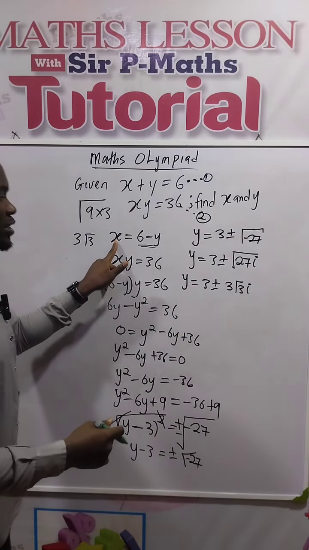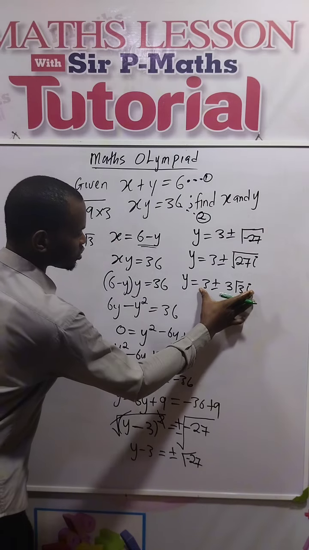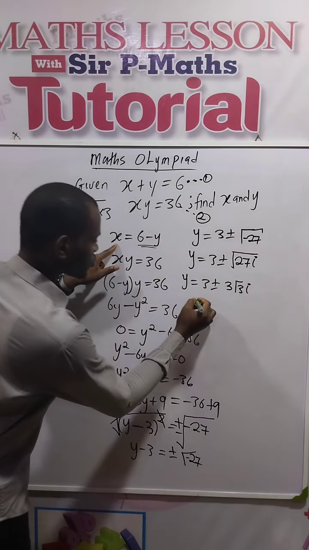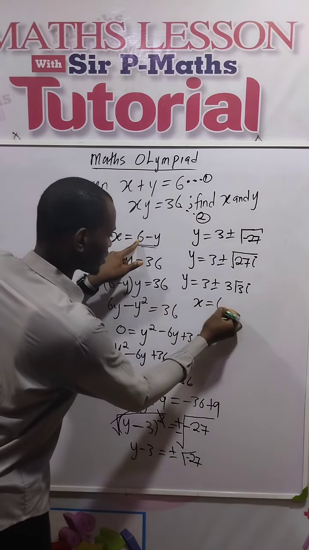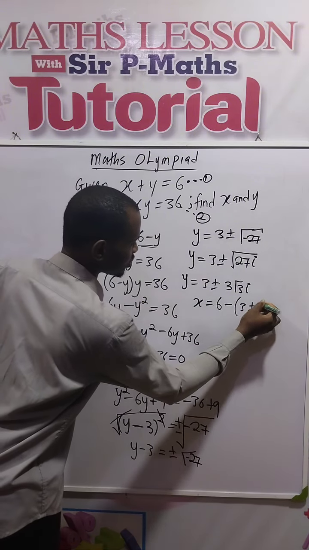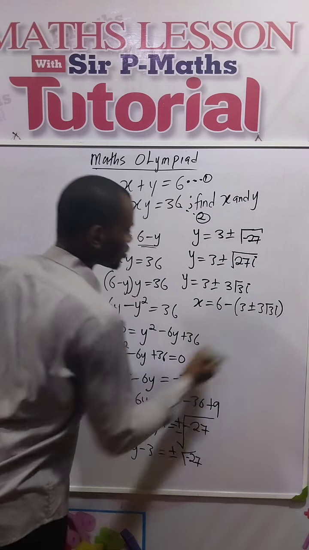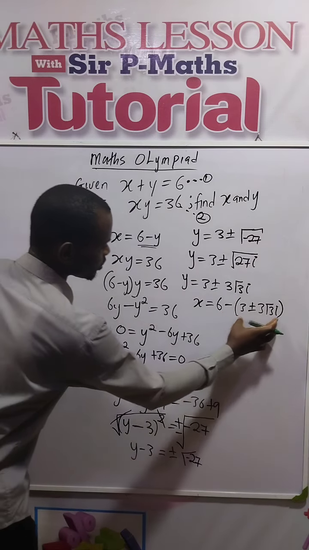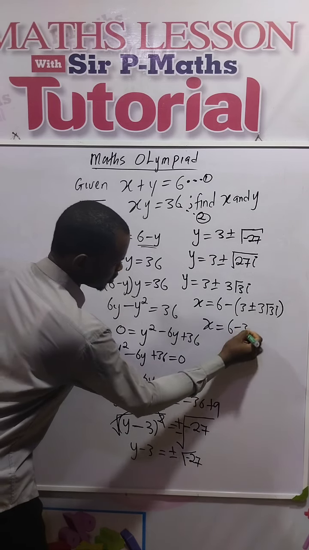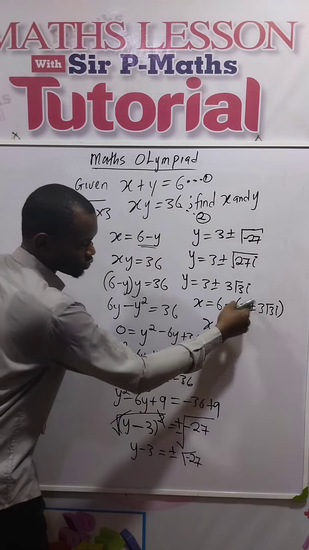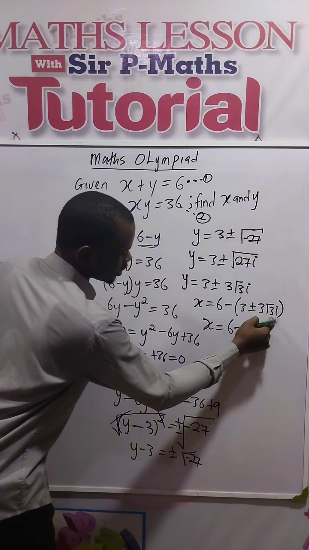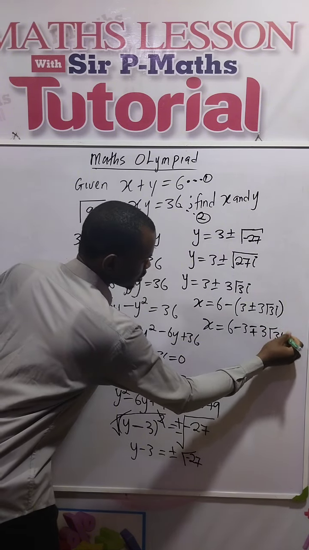Let's get the value of x. We've gotten the y, so we are going to substitute this for y in this equation and get the value of x. So we have x equal to 6 minus our y, which is 3 plus or minus 3 root 3 i. All right. So let's use this minus and open this bracket. We have x equals 6, minus times 3 gives us minus 3, right? Then minus times this plus gives us minus. Minus times minus gives plus. Then you write this down, 3 root 3 i.